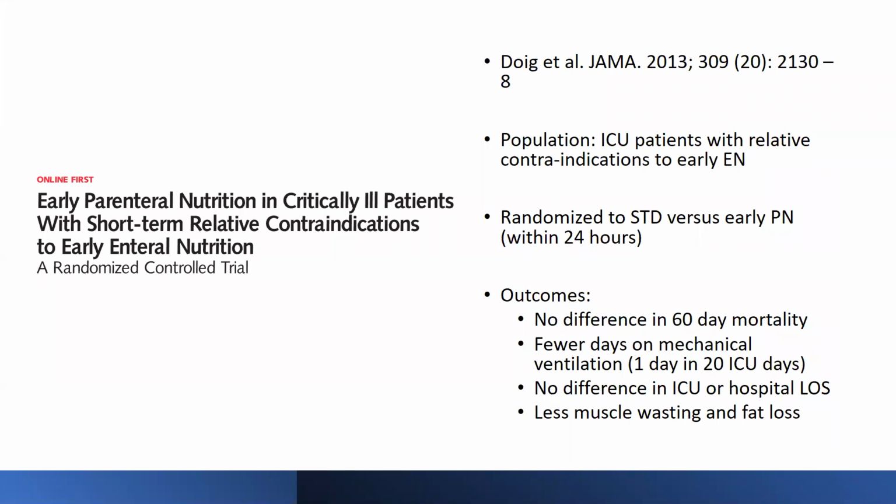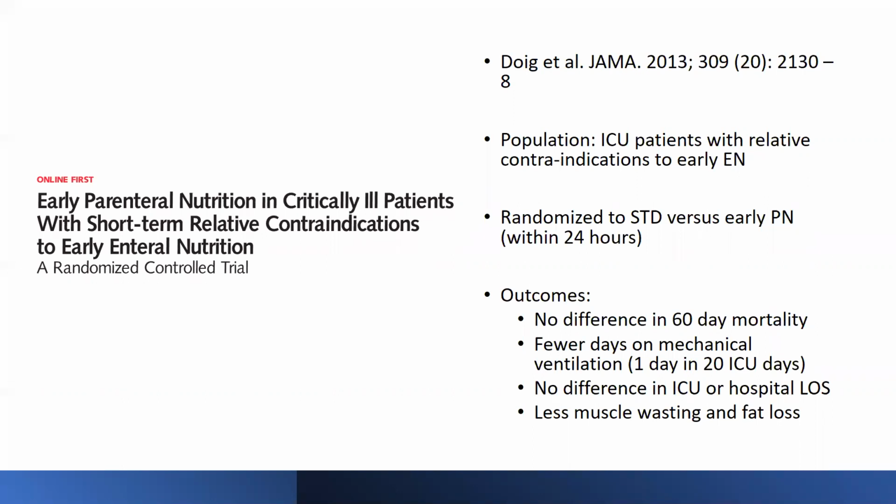This is an Australasian, Australia, New Zealand randomized controlled trial that I wanted to share with you. They included 31 ICUs, and the population of study was ICU patients who had relative contraindications to early enteral nutrition, and they were randomized to standard versus parenteral within 24 hours. This again supports the approach that perhaps you don't have to start it that early. There was no difference in 60-day mortality. There was a signal of fewer days on mechanical ventilation, but that was really one day in 20 ICU days.